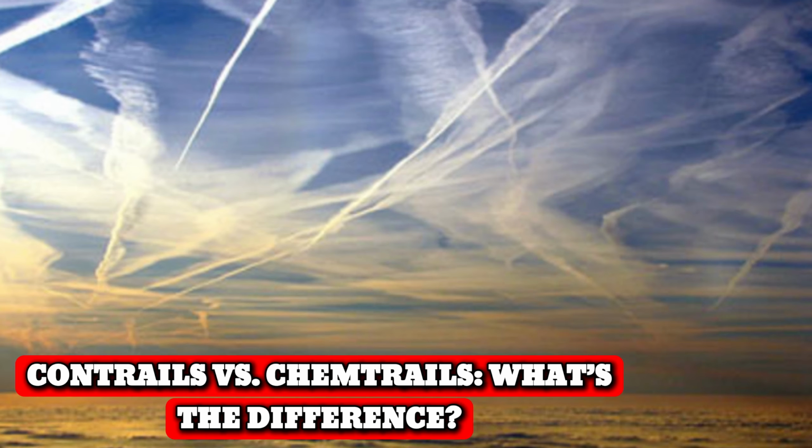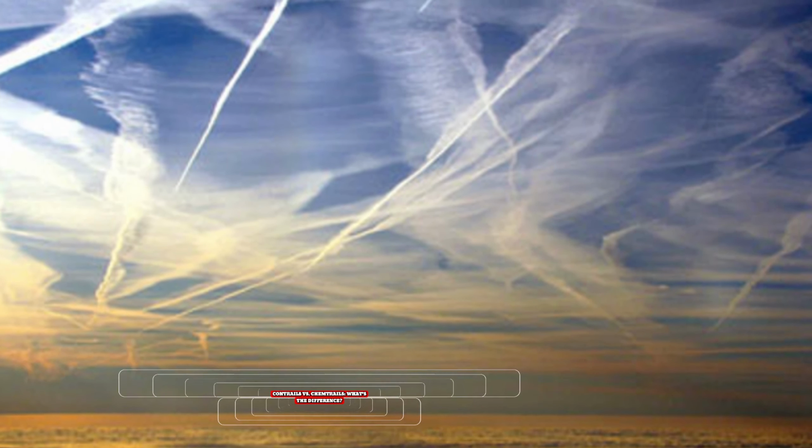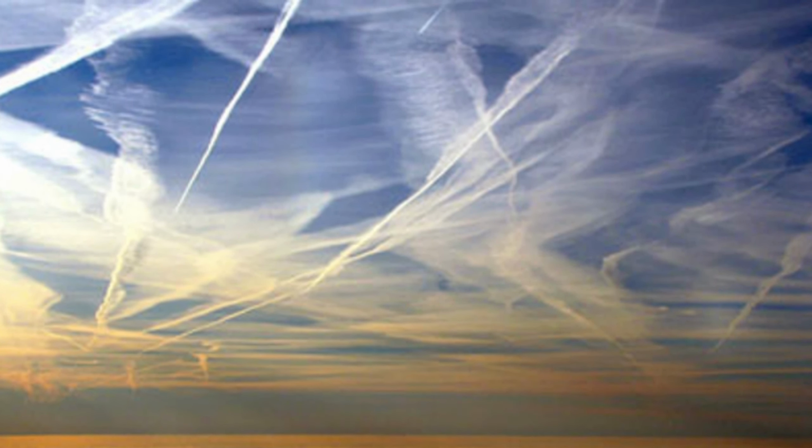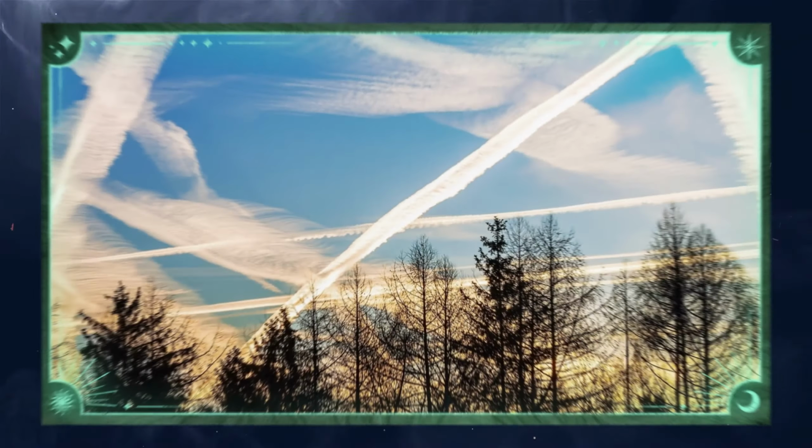Contrails versus chemtrails. What's the difference? To understand the difference between contrails and chemtrails, it's important to know how contrails form. Contrails are created when the hot exhaust from an airplane meets cold, low-pressure air at high altitudes. This causes water vapor to condense into tiny ice crystals, leaving a visible streak in the sky. Under certain atmospheric conditions, these contrails can persist for hours and even spread out, forming thin clouds.